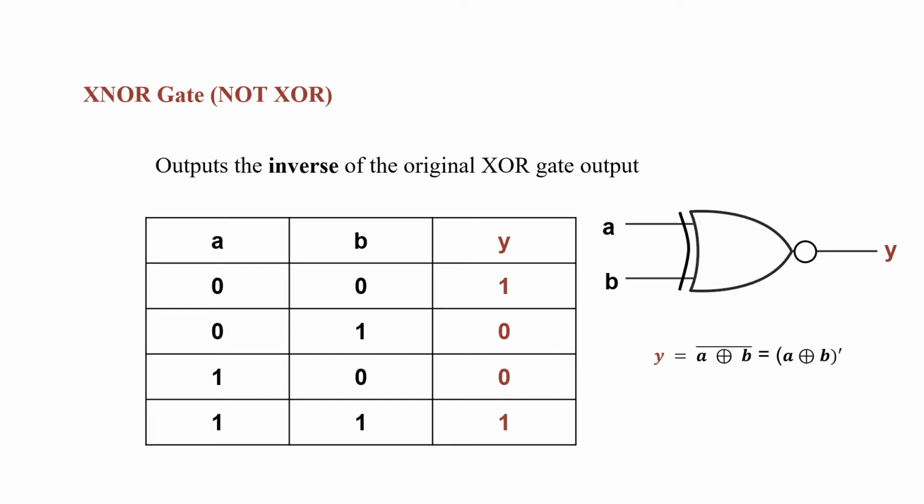The symbol for it looks like the XOR gate, but again, there is a bubble at the end to indicate that you're inverting, or to indicate that there is a bar on top of the expression. So the expression for A XNOR B is A XOR B with a bar on top of it. Or again, we can put A XOR B in between brackets and put an apostrophe at the end for the XNOR gate.